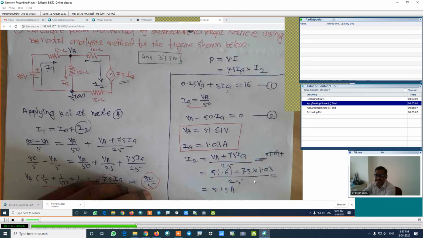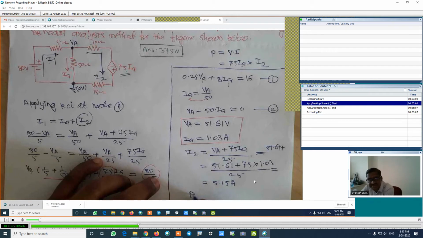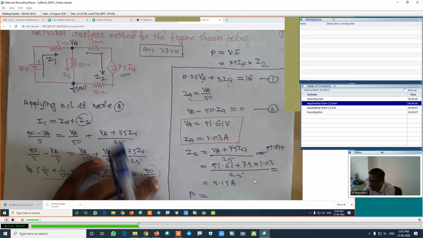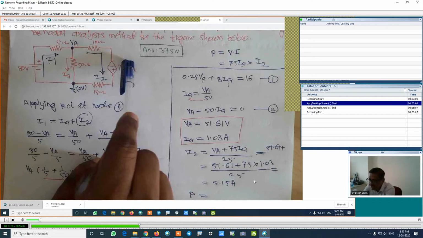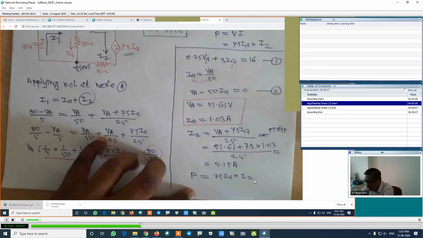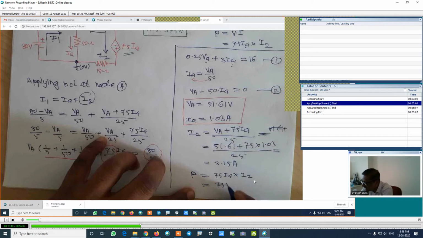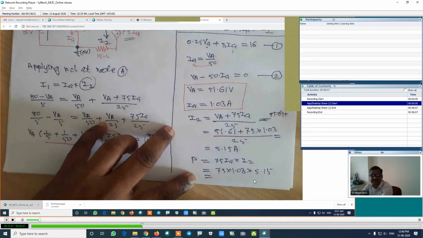Anyone has the answer? Yes, Rishikesh. Sir, correct. Now we know the value of I2, the current. Now we will find the power. The power delivered by this dependent source is V into I. Its voltage is 75 into IA and its current is I2. So it is 75 into IA into I2, which is 75 into 1.03 into 5.15. Find the final answer.